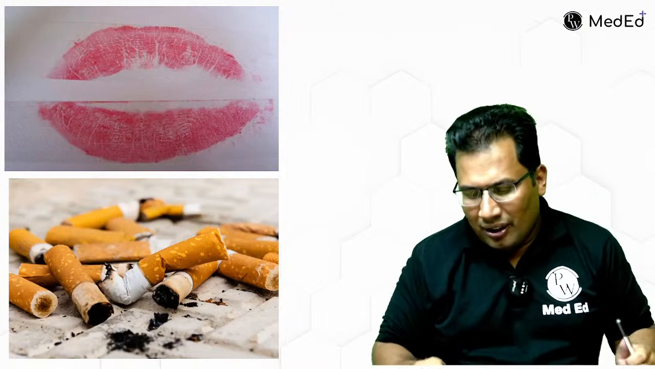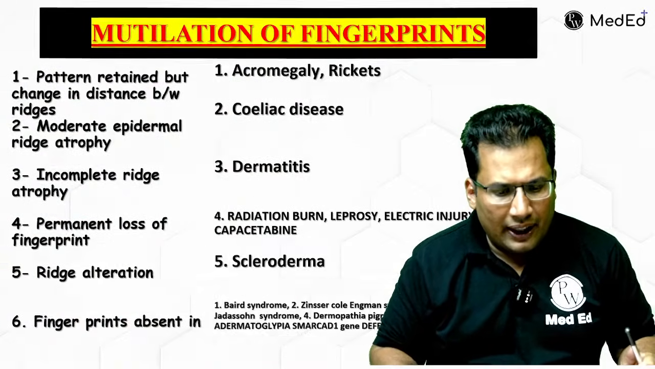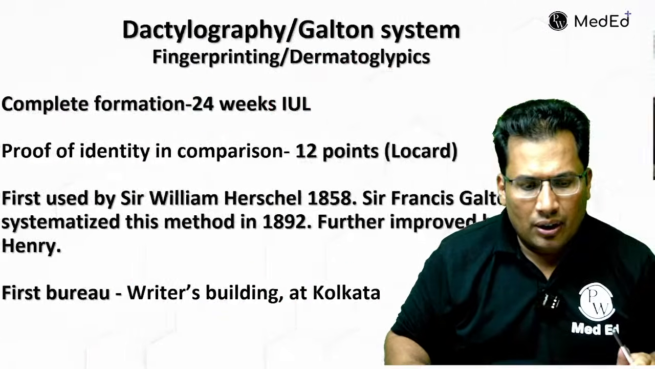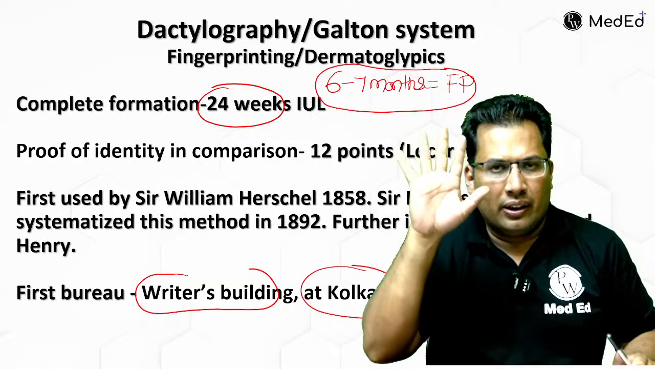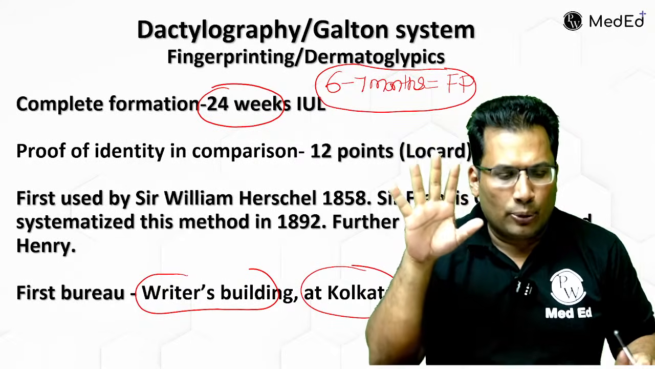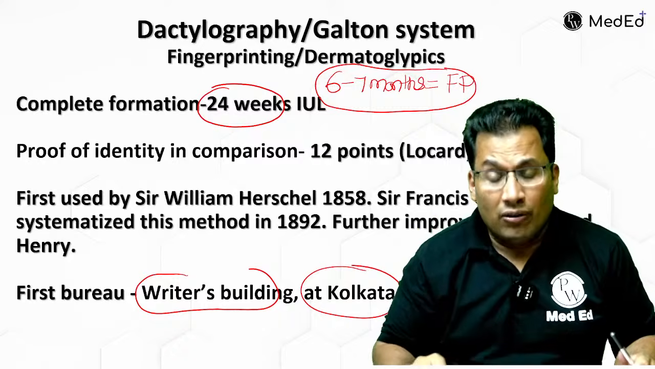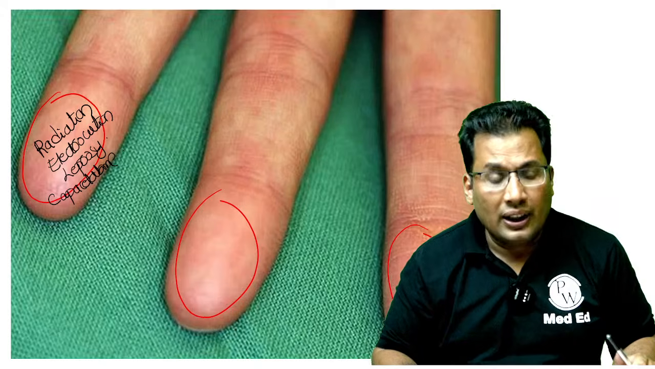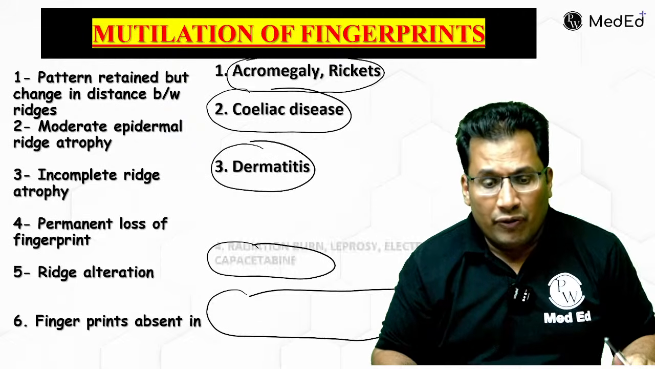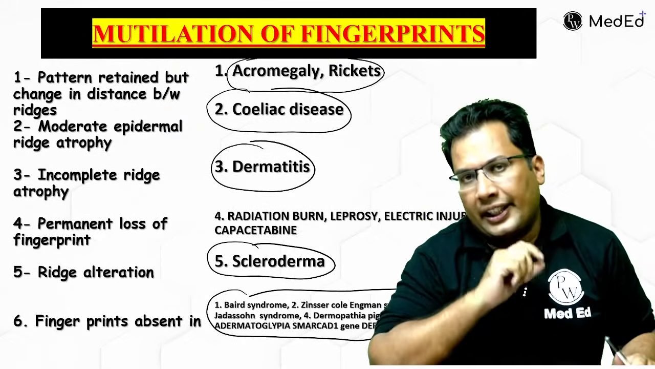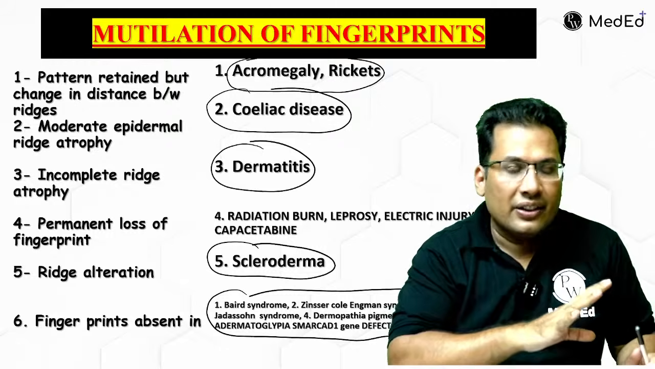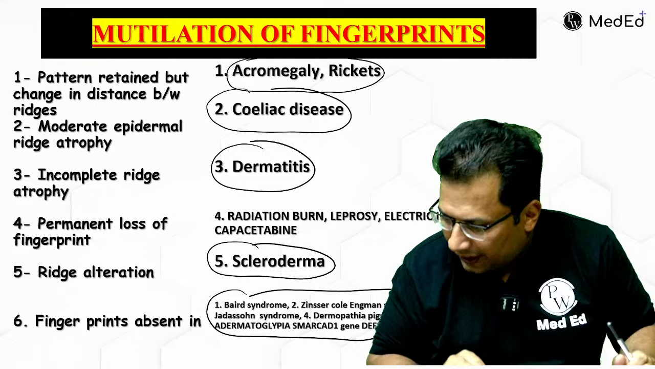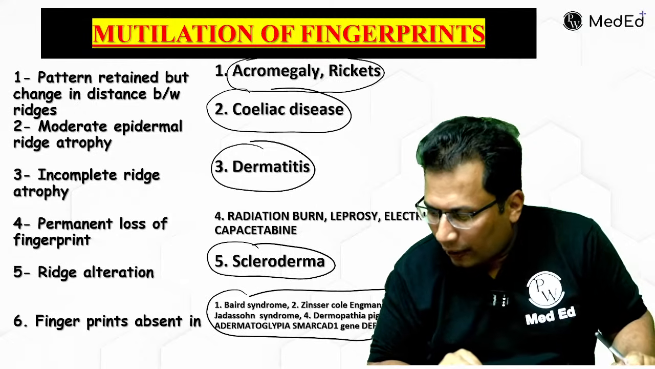Next important. Okay, chalo, I'll repeat again, guys. Fingerprint is a very important question. You need to write all these points: definition, complete formation, proof of identity, invented by, first bureau, then types of fingerprint. Then you can write about the mutilation of fingerprint and some indications. So what are the indications? Civil indications and criminal indications. That is more than sufficient.